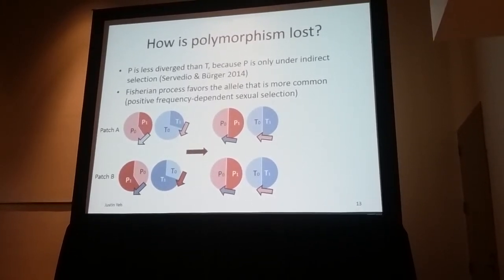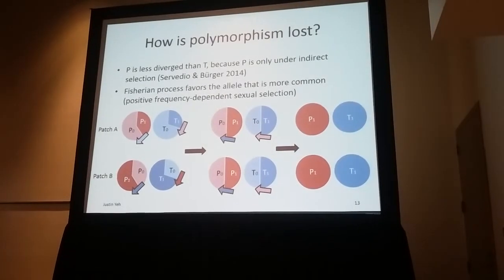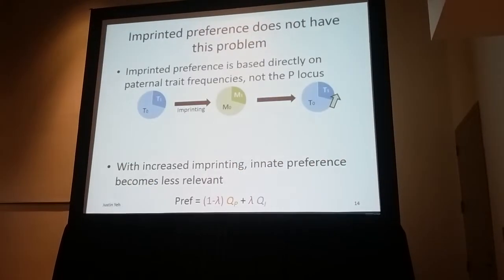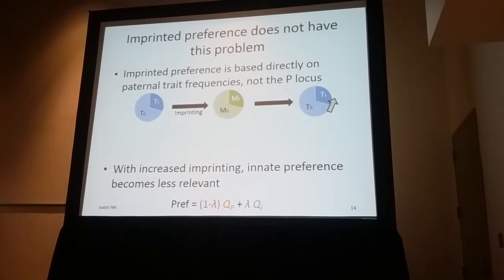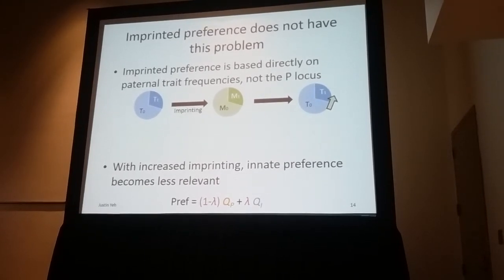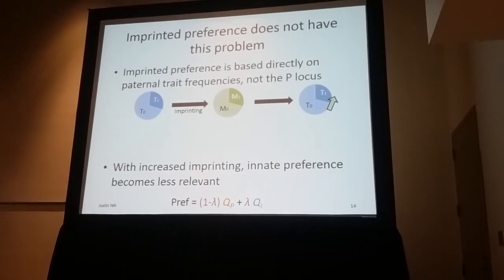So it will evolve towards fixation, and that is why you lose polymorphism. Now, imprinted preference does not have that problem because imprinted preference is based directly on the paternal trait frequencies, so it is just as diverged as the trait frequencies.